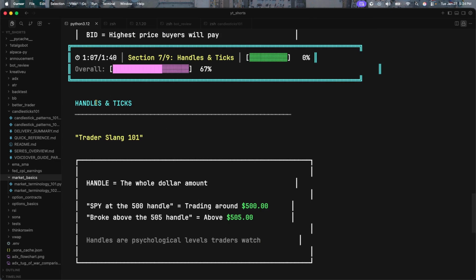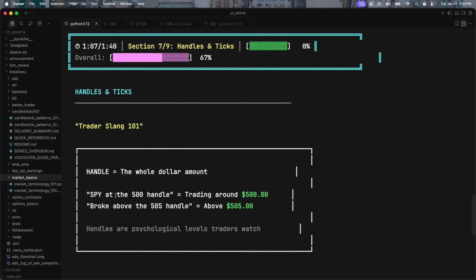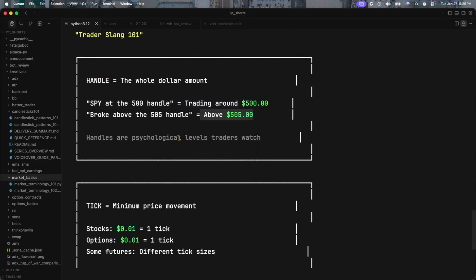Now, handles and ticks. A handle is going to be the whole dollar amount. So when somebody says SPY is at the 500 handle, that's letting me know that SPY is trading around 500. When somebody says SPY broke the 505 handle, SPY just moved above 505. So handles are the psychological levels traders watch.